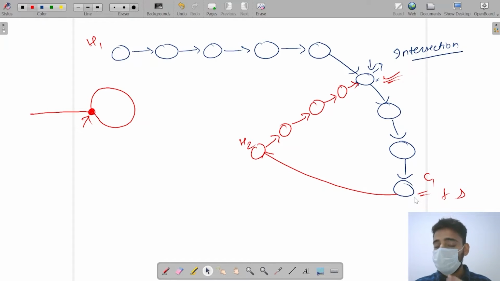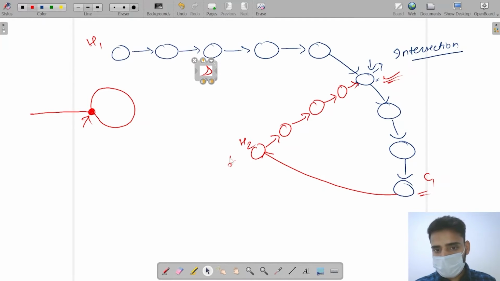Okay, so now what we are going to do, when they both meet, we will send the slow one again to the starting point. So slow goes from here again to the starting point, and after this both iterators will start moving at the same speed. So now this will also move with 1, and this will also move with 1.